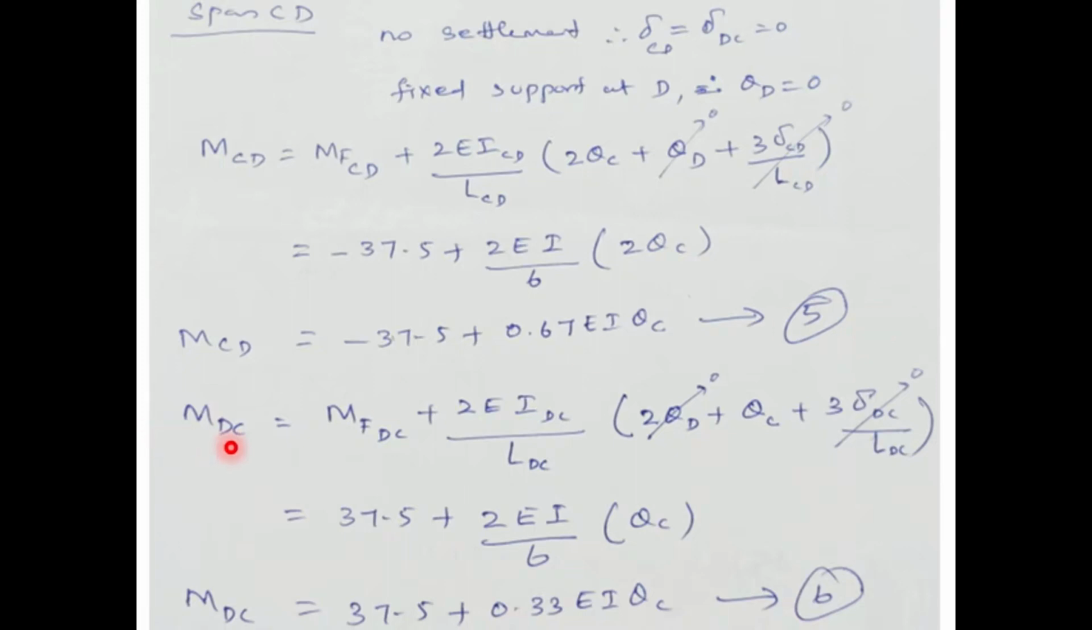Now, MDC is equal to MFDC plus 2EI by L into 2 times theta D plus 1 time theta C plus 3 delta by L. Again, theta D value is 0 and delta value is 0. So, simplify the equation and we'll get MDC is equal to 37.5 plus 0.33 EI theta C. This is our sixth equation. Now, the second step is over: the slope deflection equations.